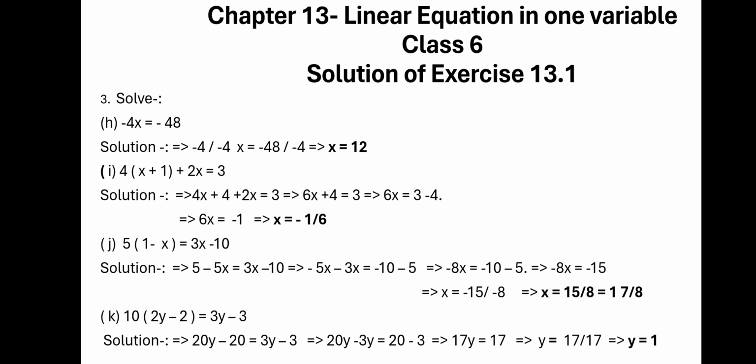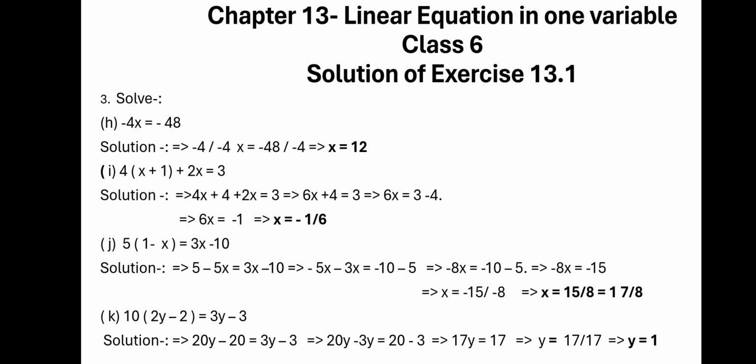So that gives negative 8x equal to negative 15, and therefore x is equal to negative 15 upon negative 8, and since both the numerator and denominator are negative, you will get x equal to positive 15 upon 8, which is 1 and 7 upon 8 in its mixed fraction. K question. 10 into bracket 2y minus 2 is equal to 3y minus 3.